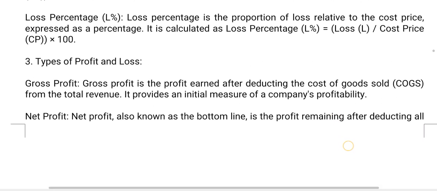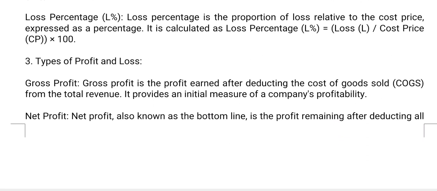Types of profit and loss. Gross profit. Gross profit is the profit earned after deducting the cost of goods sold from the total revenue. It provides an initial measure of a company's profitability.